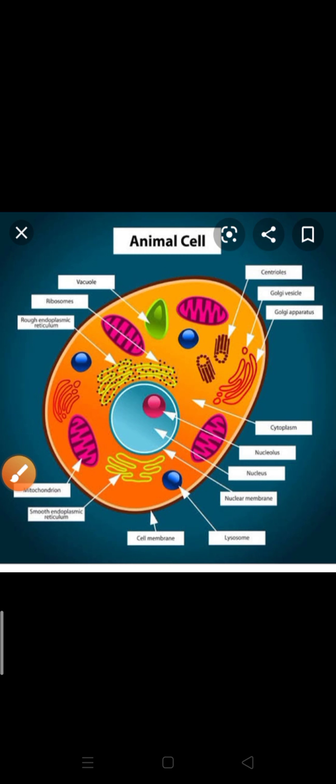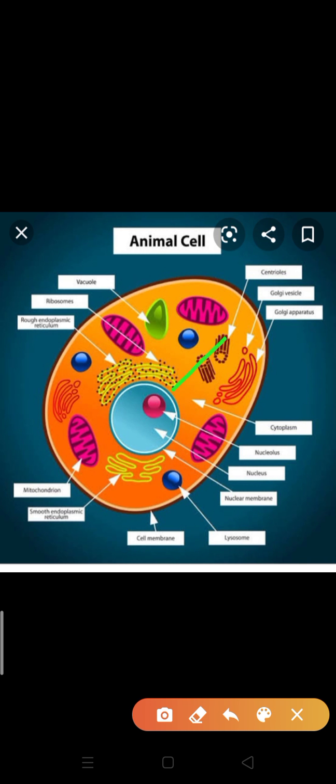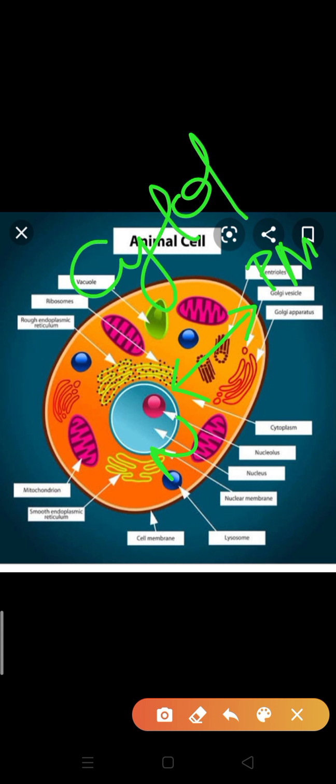If we move outside of the nucleus, the region between the plasma membrane and the nucleus is known as the cytoplasm. Okay, this cytoplasm is very important because all the cell organelles are present inside this cytoplasm.